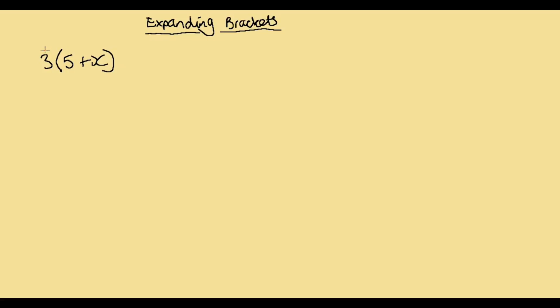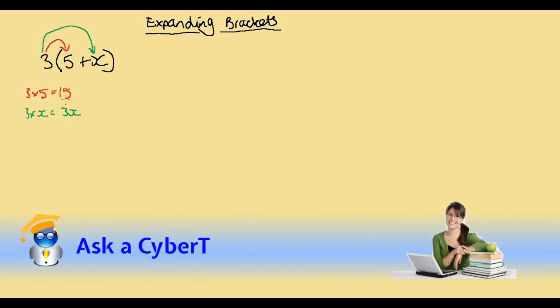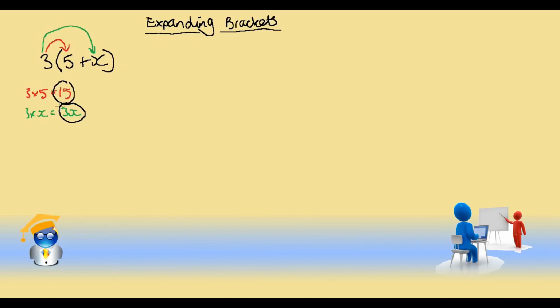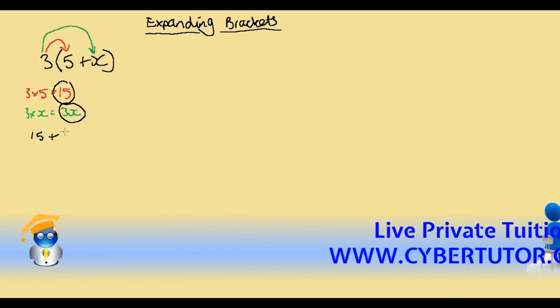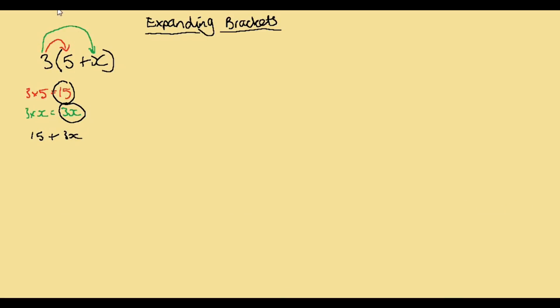The first is we take this 3 and we multiply it by the 5 first of all. So 3 times by 5, that makes a 15. The next step that we'd do is multiply the 3 by the x. So 3 times by x is just 3x. So then what we get in total is this 15 and a 3x. So 15 plus 3x. That's the way that some people like to do it. However, there is another way, and we'll have a look.